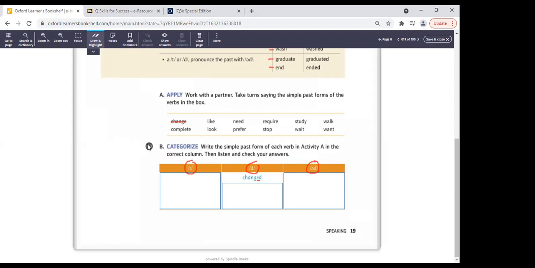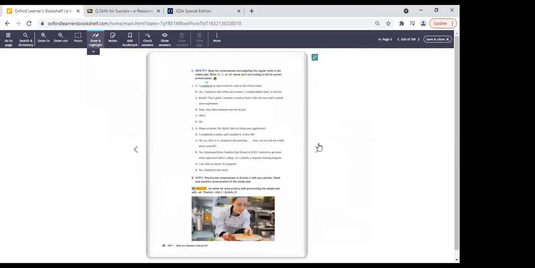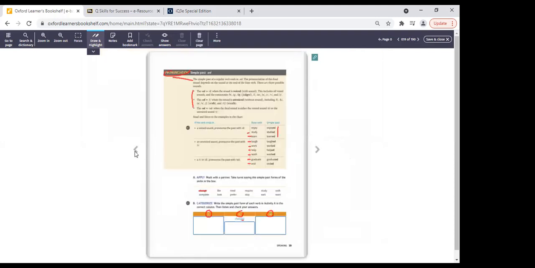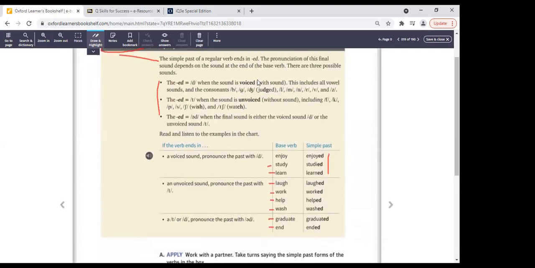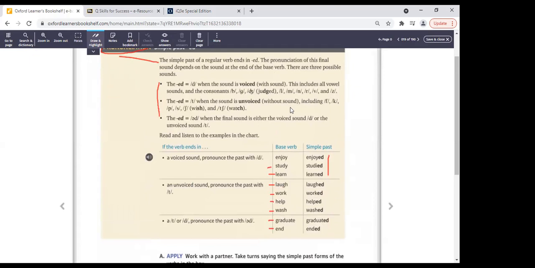Yeah, shall we do it like that? Or do you want to listen first? I think listen first, it's better. You sure? Because here you're trying to look, you're trying to think. Oh, you don't know the sound, what sound it ends with. Okay, let's listen first then.